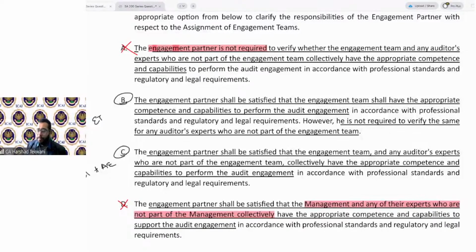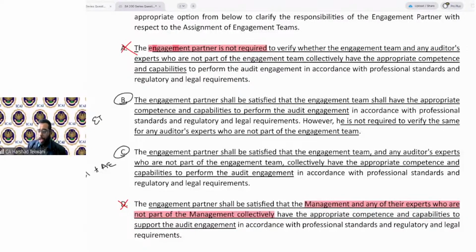Yes, auditors expert means expert appointed by audit engagement team. Good, Namrata. So yes, the answer is we are required to look into. It's not that we are not required to. We are required to look into, and it's not only the requirement that is present in the SQC1 or SA220.